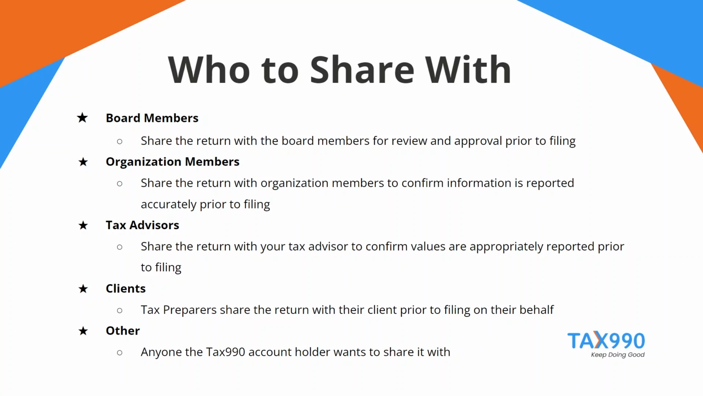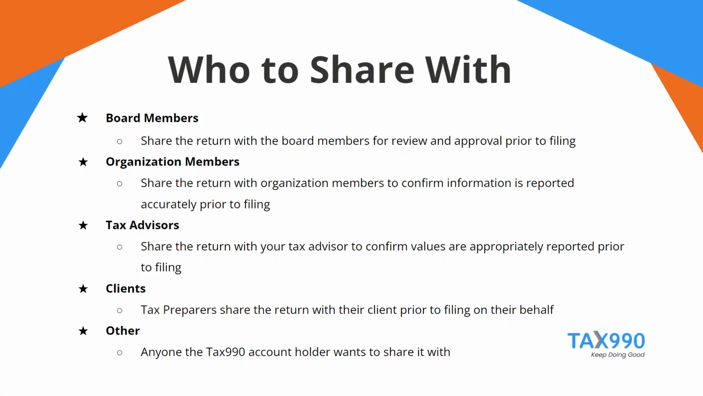Who do you share the return with? What kind of people do organizations typically share a return with? As I mentioned, a lot of the time it's a board member or an organization member. The board member can review and approve prior to filing, or the organization members can take a look at it if you need to send it to your treasurer, or again, like I said, your president or another member of the organization for review prior to filing. That's the majority of who people share their returns with.